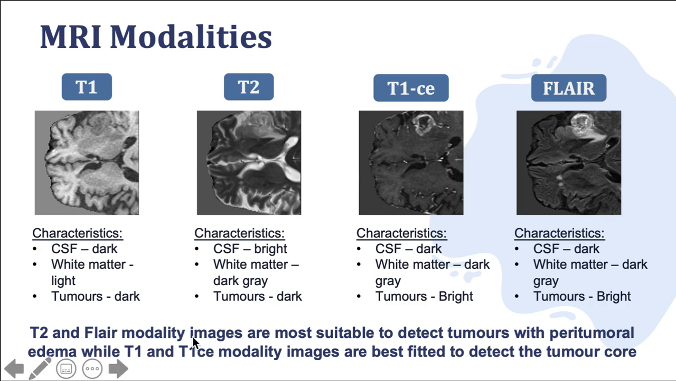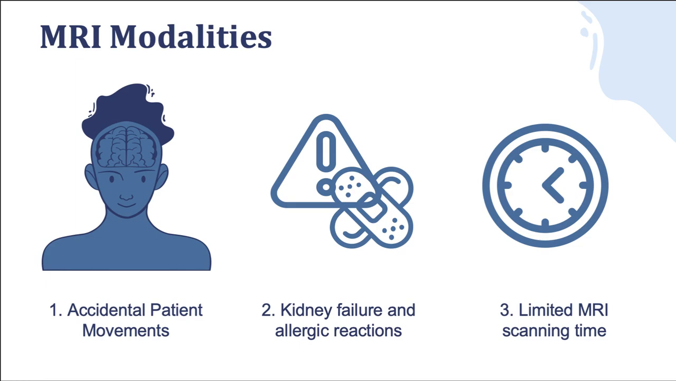For example, in T1 and T2, we can view that the tumors appear darker, while in T1CE and FLAIR they appear bright. Hence, from research, we can deduce that the T1 and FLAIR modalities are more suitable to detect tumors with the peritumoral edema, while T1 and T1CE modalities are best fitted to detect the tumor core. Hence, this shows the importance of having the various MRI modalities.